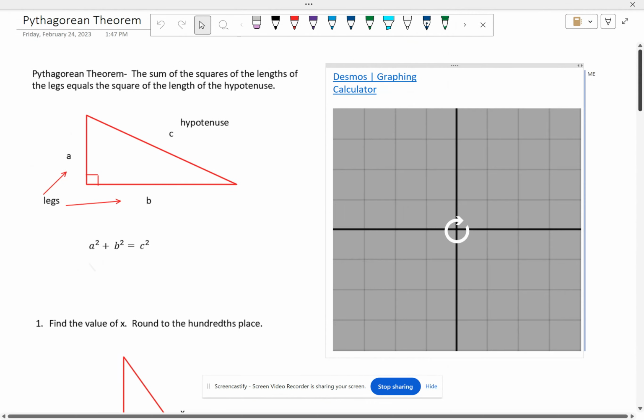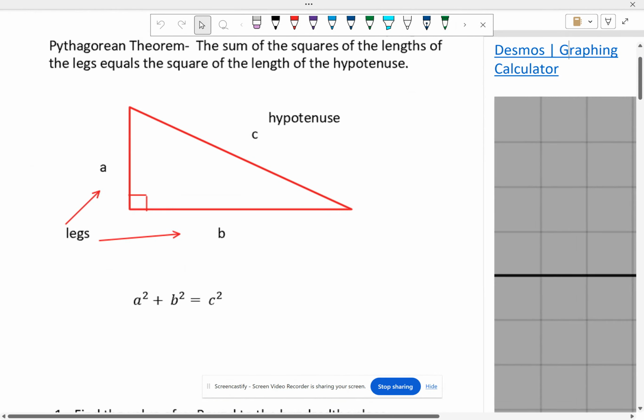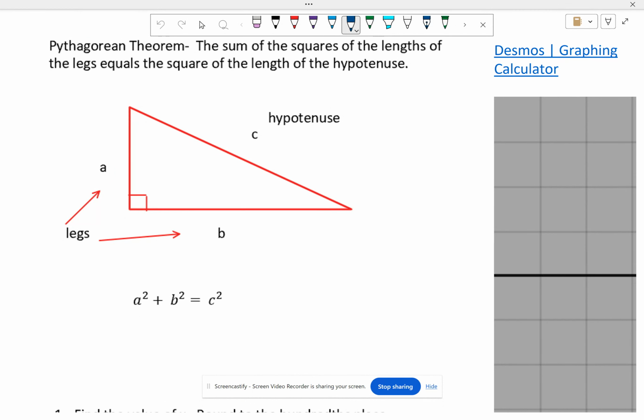Hello, college math topics. I am not in class today. I have a meeting at Clark Lane.